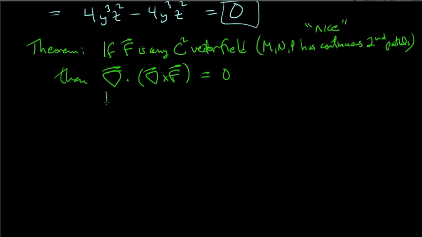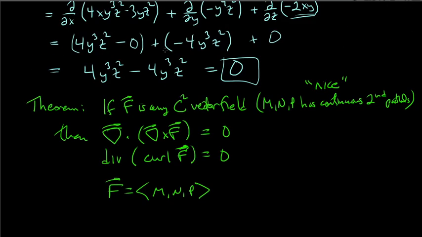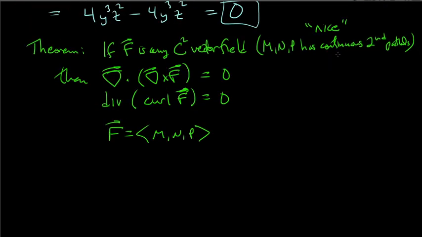So you can also write it this way if it helps. The divergence of the curl of any nice vector field is just 0 as a scalar. I'm not going to prove it. The proof is in the book, and you basically just work it out. Just do this for any vector field, giving it components M, N, and P. Effectively, you're taking the derivative of a derivative, getting second derivatives, which is why we need the condition that the second derivatives have to be continuous.